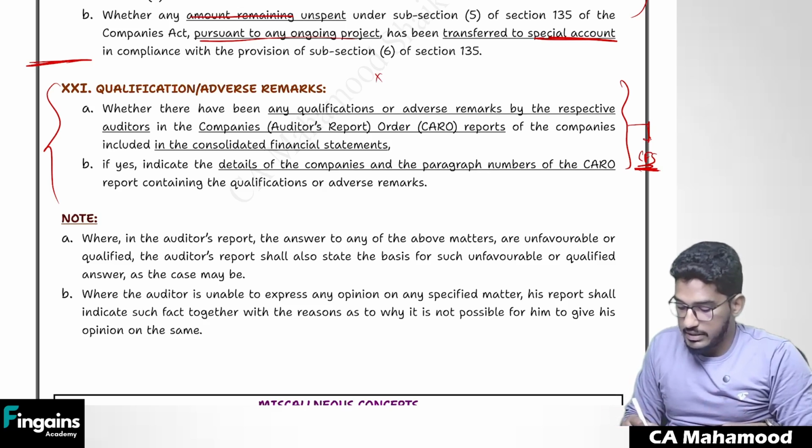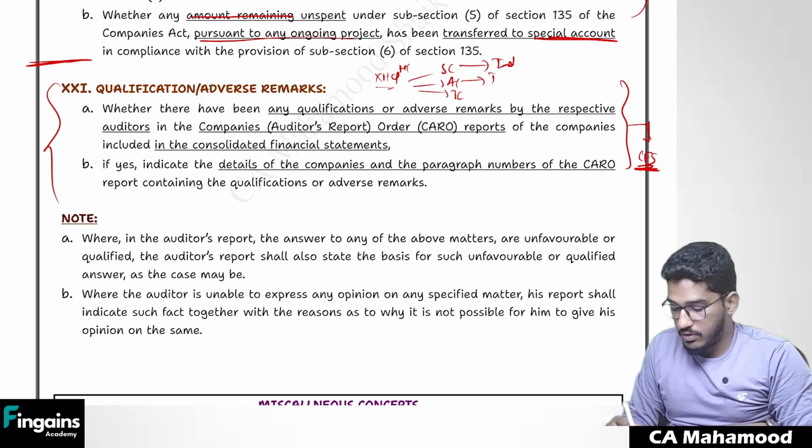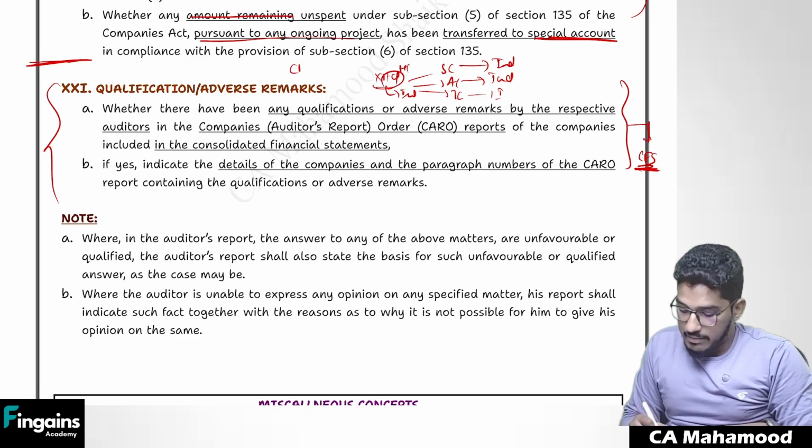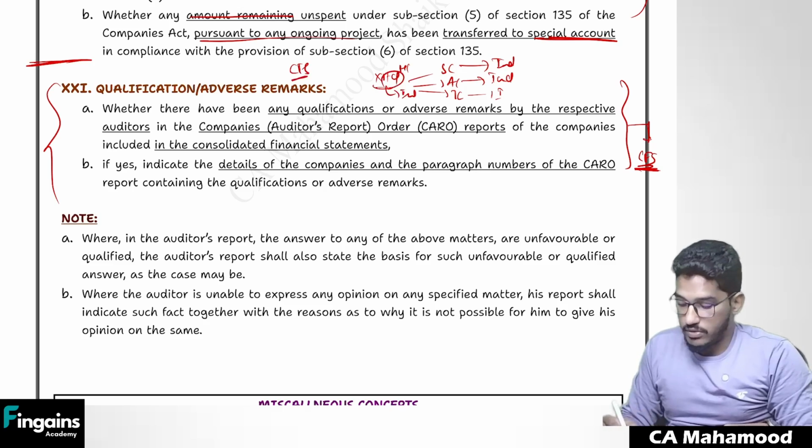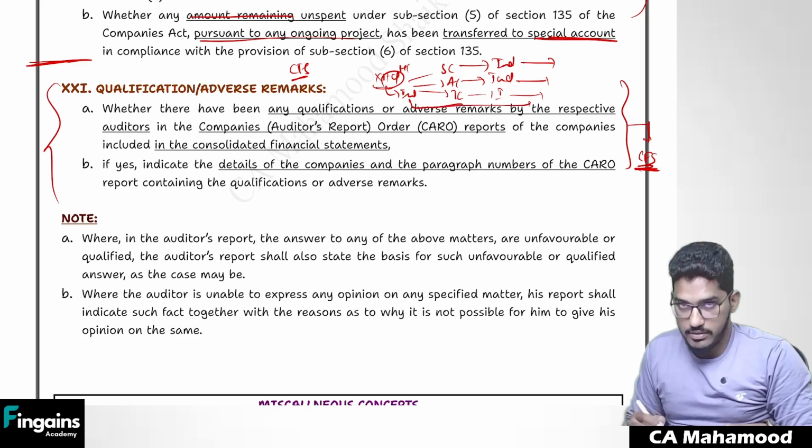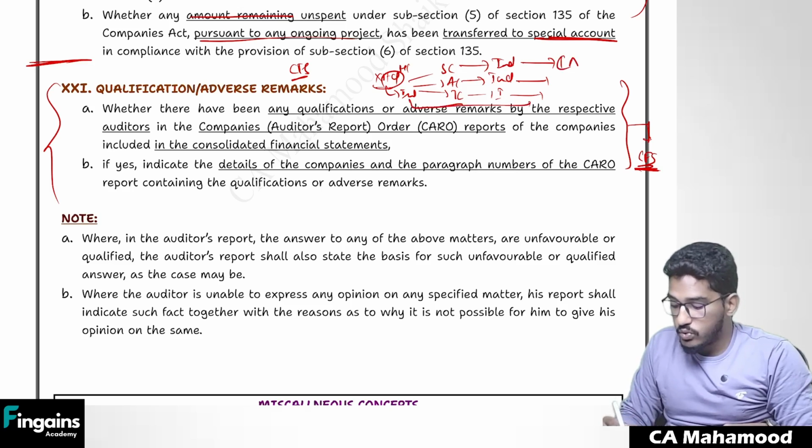Very simple. Take for example, X Limited holding company is there. It is having some subsidiary company, associate company, joint venture company. Now for all these companies, individual audit reports are there. For this holding company also, an individual audit report will be there. Now, while I am conducting the consolidated financial statements audit, as an auditor, I have to go through the individual audit reports of the companies. And there also I have to go through the CARO reports of these individual companies.